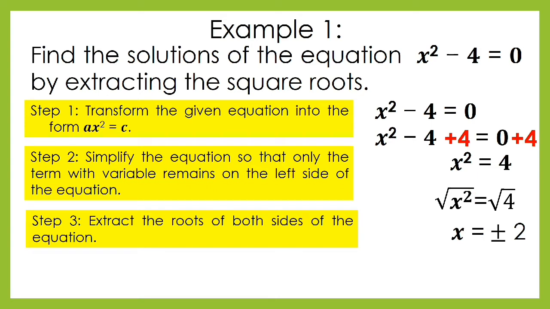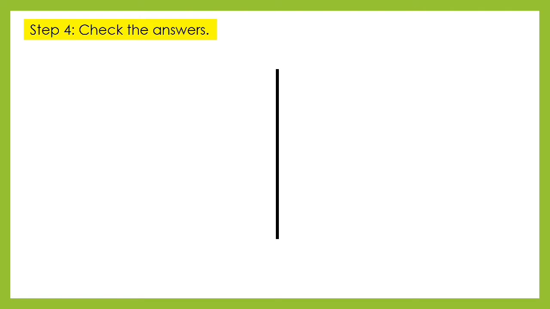Equals, positive, negative, ang square root ng 4 ay 2. And then, we will separate the positive and negative result. Paghiwalayin natin si positive and negative 2. First is x equals 2. The second is x equals negative 2. This will be the roots of the equation. The roots or the solutions of the equation x squared minus 4 equals 0. Let's proceed to step 4.